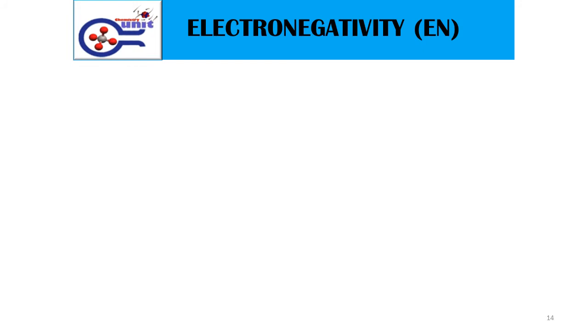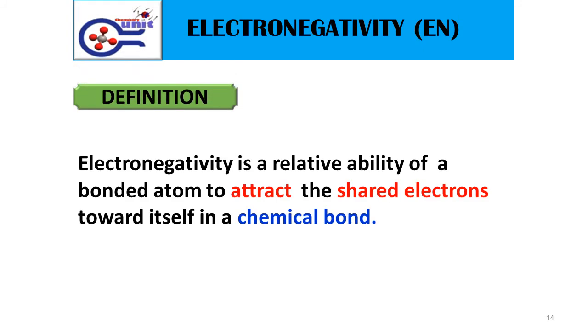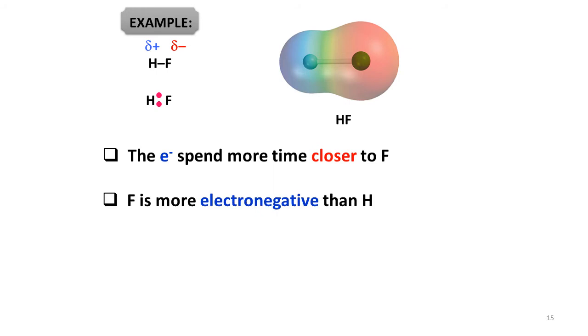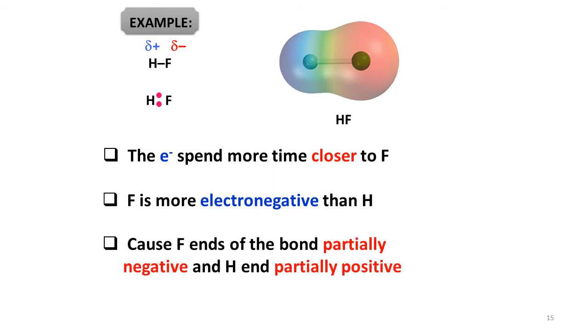Electronegativity is the relative ability of a bonded atom to attract the shared electrons toward itself in a chemical bond. Hydrogen fluoride: the electrons spend more time closer to fluorine. Fluorine is more electronegative than hydrogen. This causes the fluorine end of the bond to be partially negative, and the hydrogen end partially positive. The bond between hydrogen and fluorine is a polar bond.